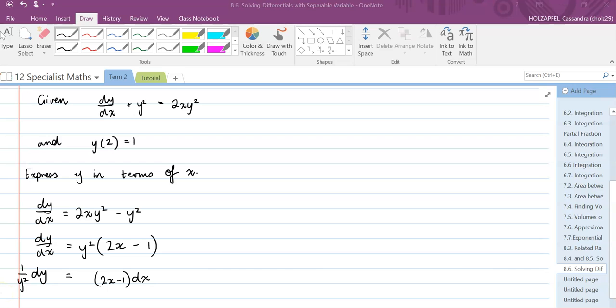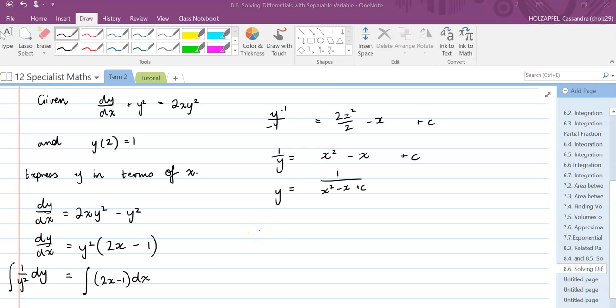Now that we have our terms collected together, let's find the integral of both sides. These ones are both nice easy ones. So y^(-2) becomes y^(-1) divided by its new power, and this becomes 2x^2/2 - x + c. So let's go ahead and tidy this up.